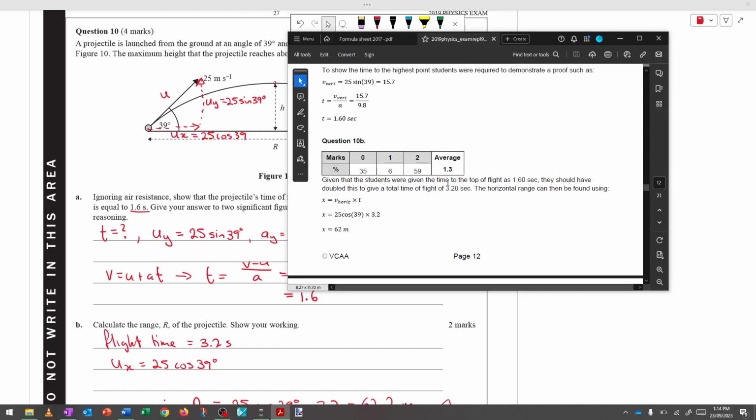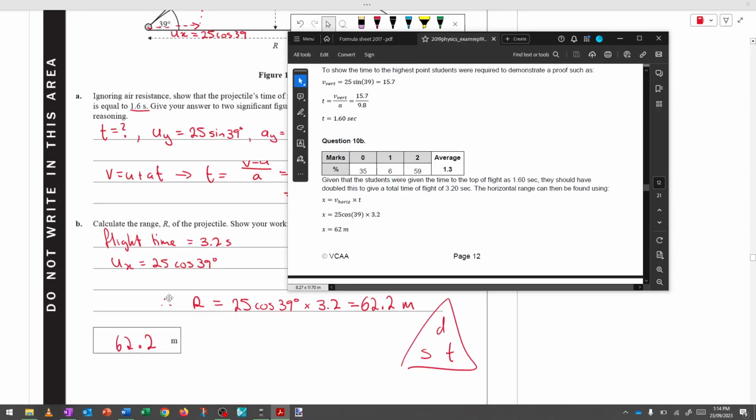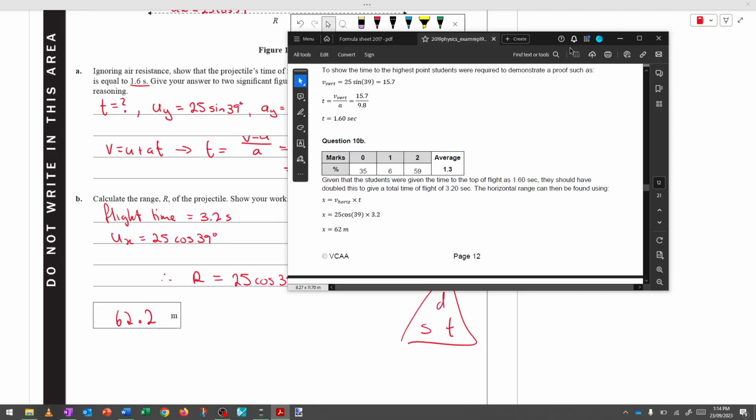Yep, given that students were given the time to the top of the flight is 1.6, they should have doubled this to get total flight time of 3.2. That's what we did. The horizontal range can be found using distance equals speed times time, where we're using the horizontal speed. And we got 62.2, they just got 62. It's all good.